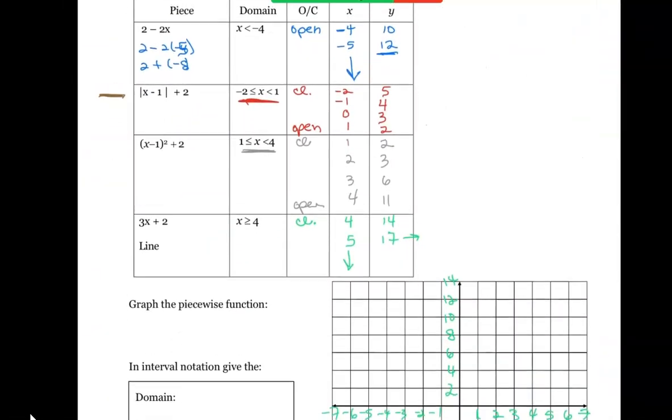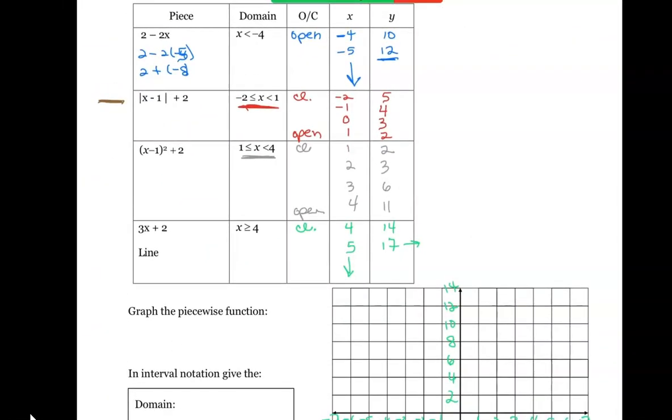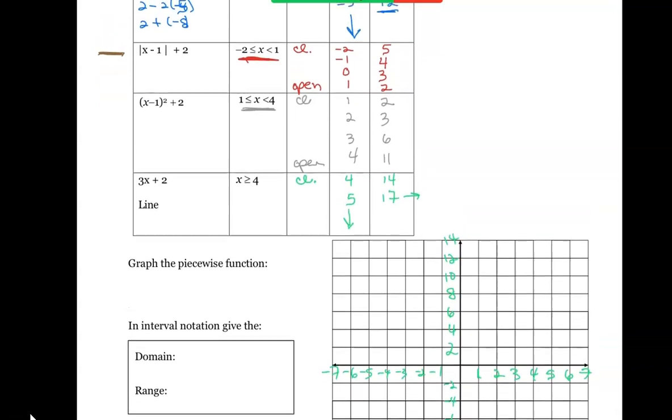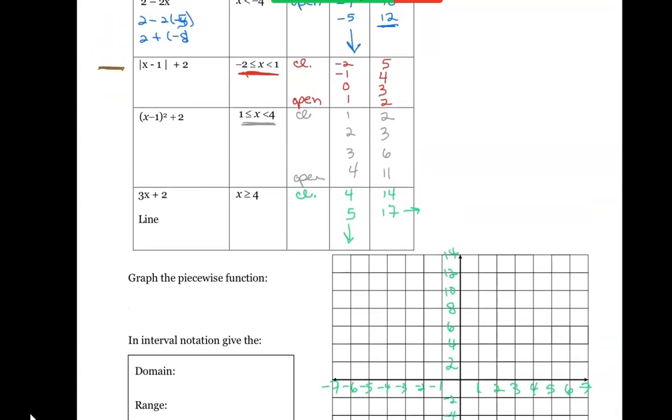Okay, time to graph. I'm going to do the blue piece first. I have negative 4, and then I have a positive 10. So negative 4, positive 10, and that's open, so that goes right here. And negative 5, positive 12, and that's closed because anything else is closed once you get past the first one, and that goes forever and ever. Okay, so that looks pretty good.